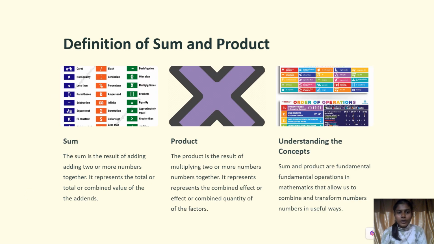Definition of sum and product. Sum. The sum is the result of adding two or more numbers together. It represents the total or combined value of the addends. Product. The product is the result of multiplying two or more numbers together. It represents the combined effect or combined quantity of the factors. Understanding the concepts. Sum and product are fundamental operations in mathematics that allow us to combine and transform numbers in useful ways.